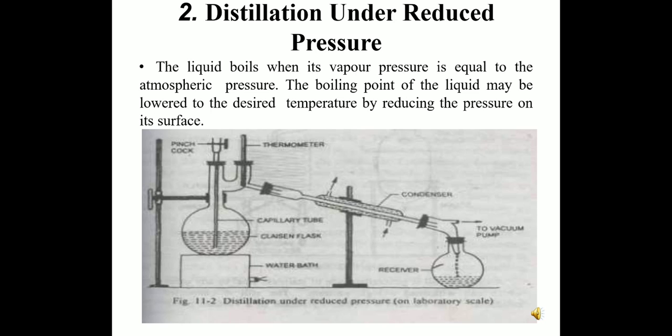Next, we have distillation under reduced pressure. The liquid boils when its vapor pressure is equal to the atmospheric pressure. The boiling point of the liquid may be lowered to the desired temperature by reducing the pressure on its surface. The figure given below shows the distillation under reduced pressure on laboratory scale.